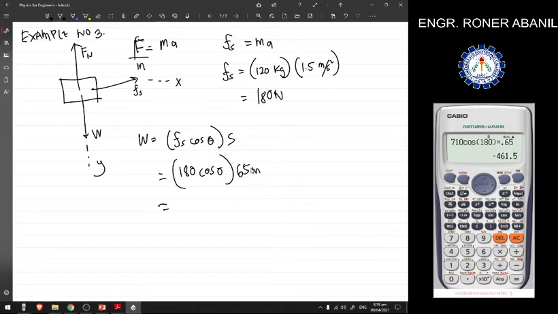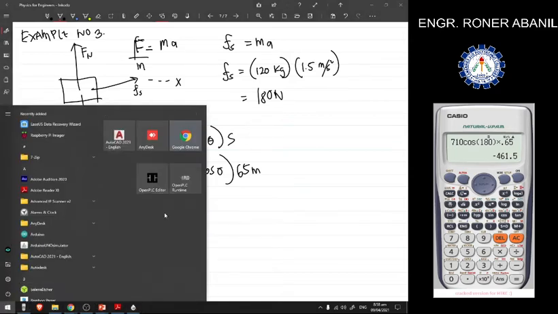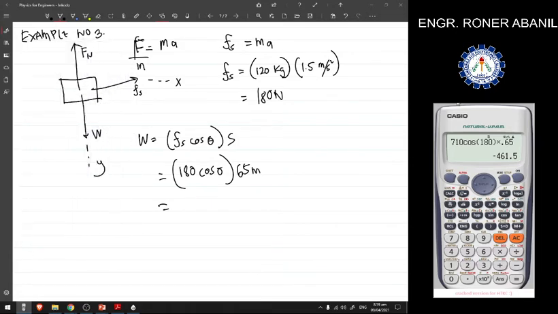So, yung cosine 0 automatically magiging 1. 180 cosine 0 times 65. And this is 11,700 joules. Or approximately, pwede natin ito na sabihin na 1.2 times 10 raised to 4 joules. And this is our final answer. Okay?